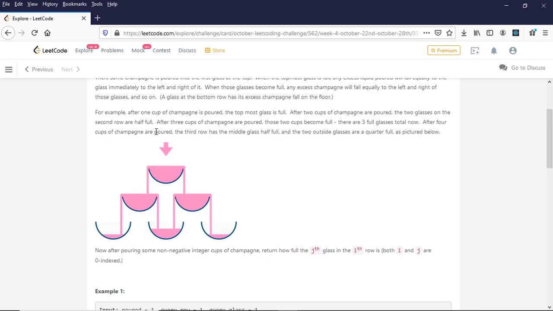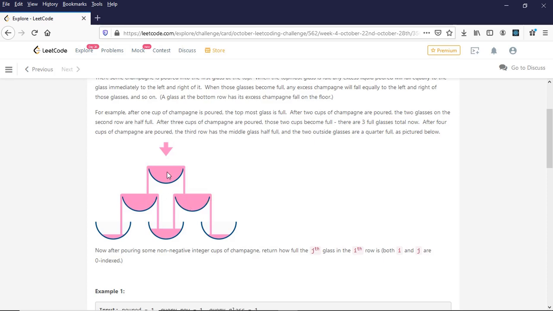The example that is provided is, after 1 cup of champagne is poured, the topmost glass is full. So here the topmost glass is full. After 2 cups of champagne are poured, the two glasses on the second row are half full. So here, after one glass, only this particular row will be full. When you pour one more glass, since this is already full, champagne will be distributed equally between the lower two glasses. So because of that, these two glasses will be half full.